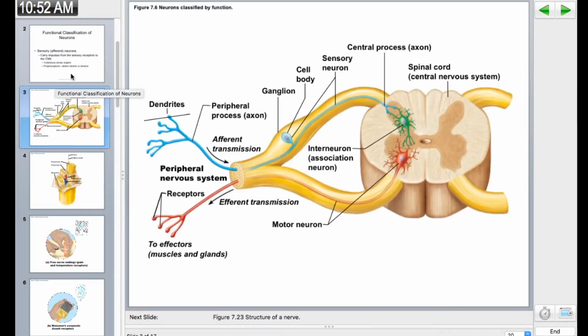Here's a picture of this. So we've got our dendrites, or our sensory organs, whatever it may be. We're going to go over that in a minute. Sending the afferent transmission in through the spinal cord here, or this central nervous system cross-section. You've got your interneuron here, which does the talking between the two, and then the motor neuron here that carries the efferent transmission back to the muscles or the glands, telling it what to do.